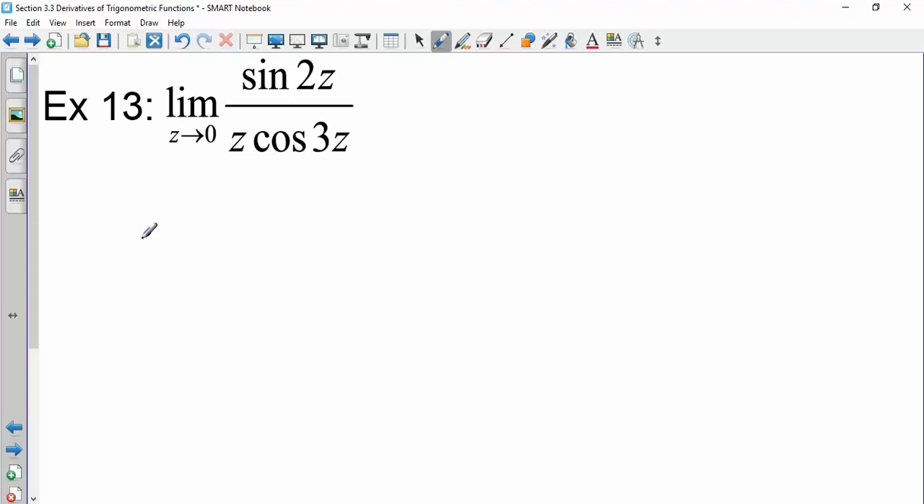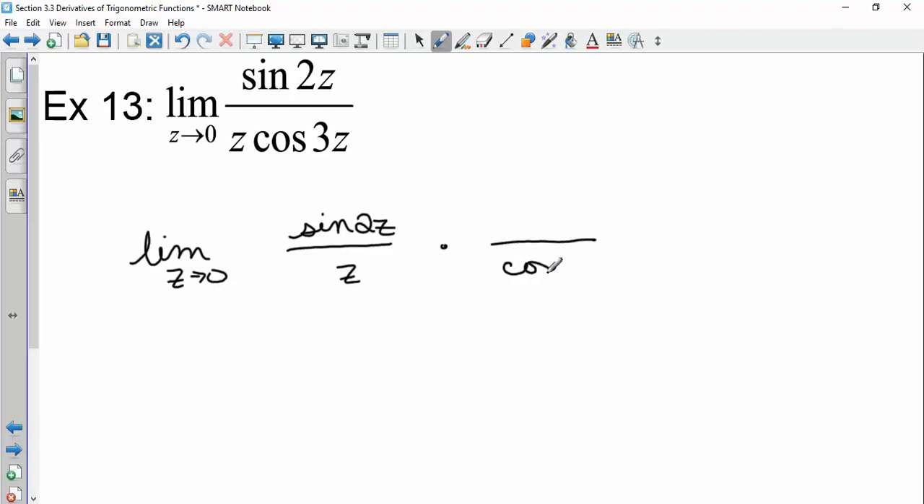Alright, so all we're doing is practicing how to manipulate these things. I can't just plug in because I get 0 over 0. So what can we do instead? We have sine 2z. What should I put underneath that one? Leave the z there. I don't want the cosine 3z, so I'm going to separate it out to the side and I'll just put a 1 on top.